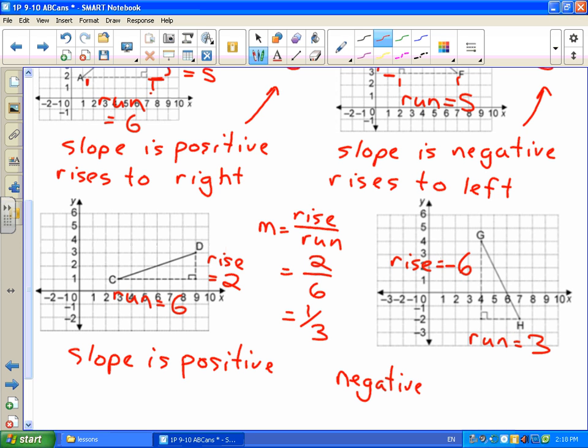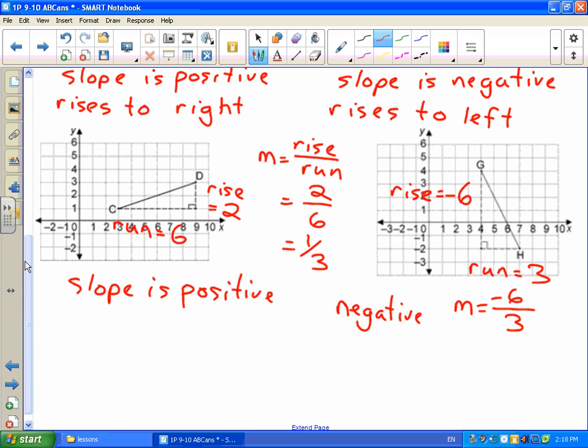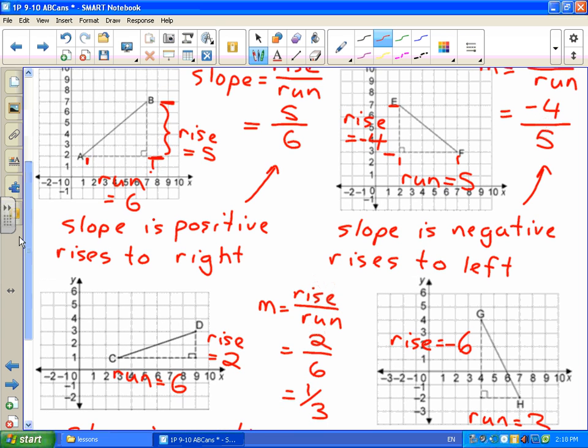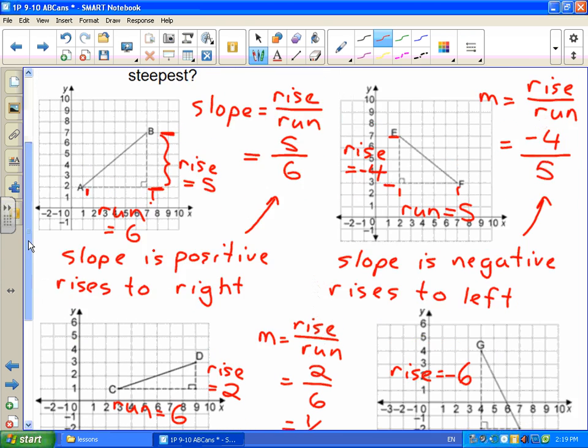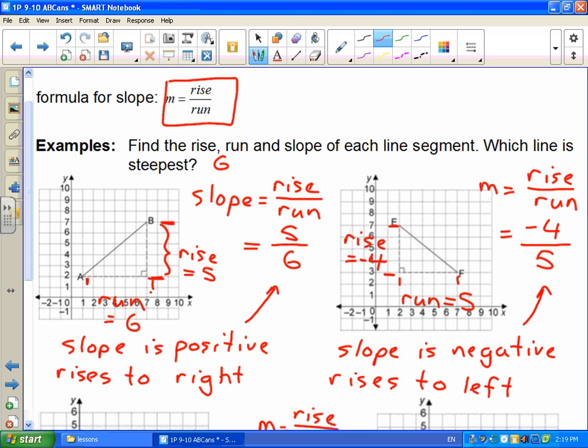Okay? So our rise is -6, our run is 3, so our slope is going to be -6 over 3. And if we do that division, -6 divided by 3 is -2. Okay, so our slope here is -2. Now looking at those 4 graphs, which line is the steepest line? Yes. GH is the steepest one.